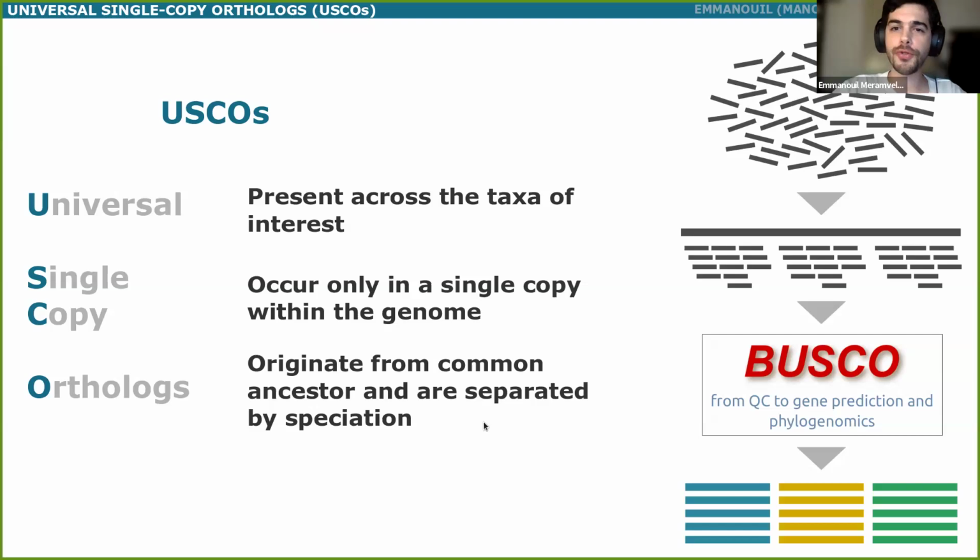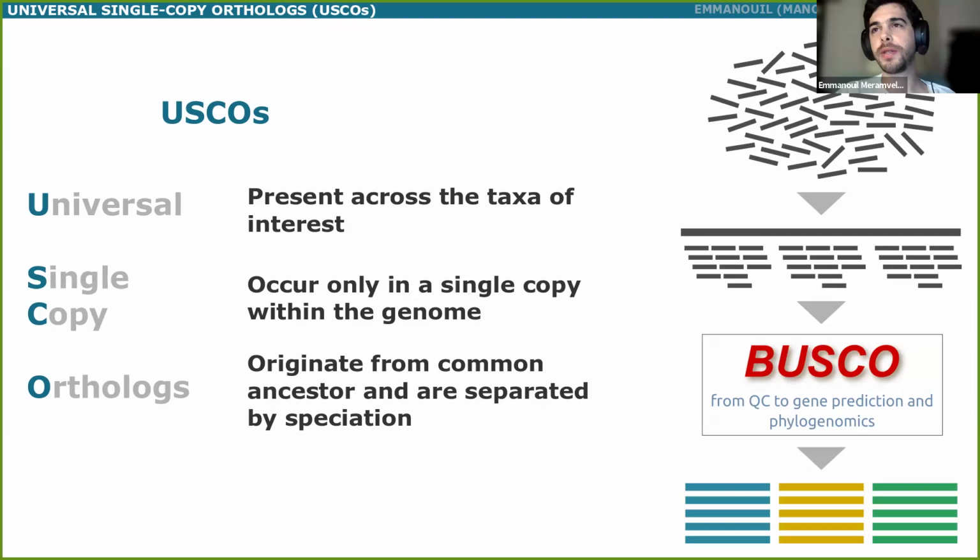Now, these attributes, along with other characteristics that we can discuss afterwards if anyone is interested, make USCOs a very interesting set of loci for research in phylogenomics and systematics, and especially for species delimitation approaches, as they can provide a standardized set of markers for species delimitation across the tree of life that can go beyond the single locus approaches, like, for example, the CO1 barcode in animals.